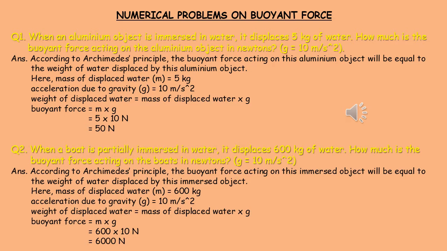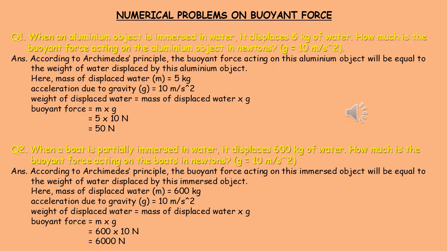Here, mass of displaced water m is equal to 5 kg. Acceleration due to gravity g is equal to 10 meter per second square. Weight of displaced water is equal to mass of displaced water into g, because weight is equal to mg. So, buoyant force will also be equal to mg. Substituting the values of m and g as 5 and 10, the buoyant force will be 50 newtons.